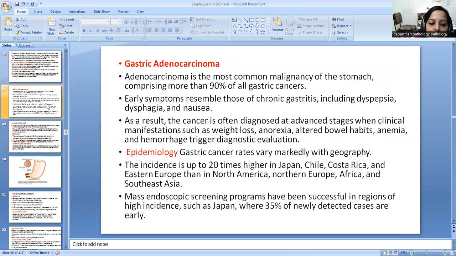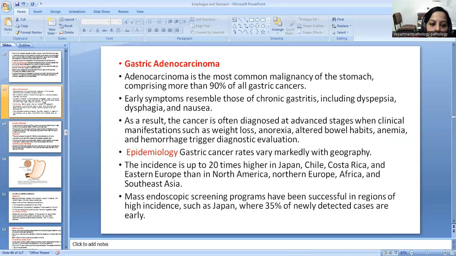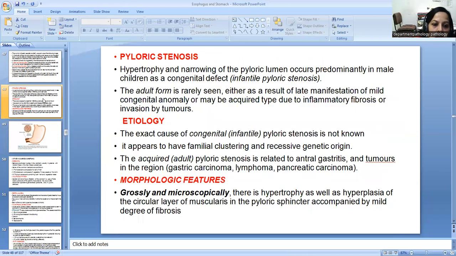Now we come to the tumors of the stomach. First of all, we read about pyloric stenosis. Now, what is pyloric stenosis? This is the hypertrophy and narrowing of the pyloric lumen, which occurs predominantly in male children as a congenital defect. It is known as infantile pyloric stenosis.